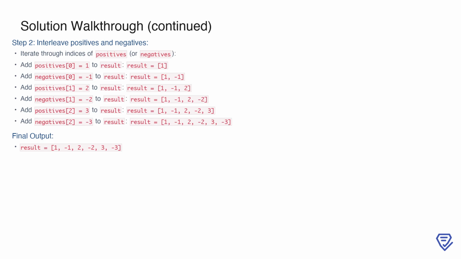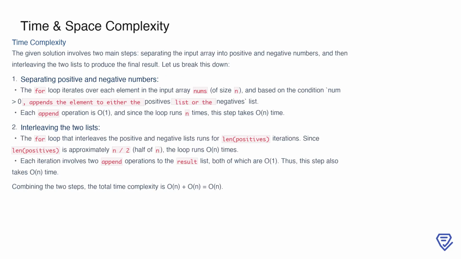By following these steps, separating the numbers into 2 lists and then interleaving them, you can solve the problem efficiently for any valid input. In this solution, the time complexity is determined by 2 main operations: separating the input array into positive and negative numbers, and then interleaving those 2 lists to create the final result. First, when we separate the elements of the input array nums, we iterate through each element using a for loop. For each number, we check if it is positive or negative and append it to the respective list. Since appending to a list is an O(1) operation and the loop runs n times, where n is the size of the input array, this entire step takes O(n) time.